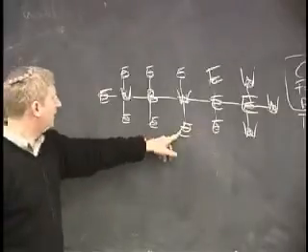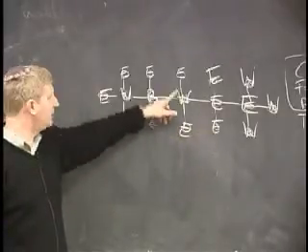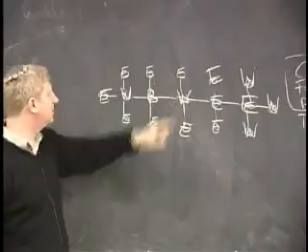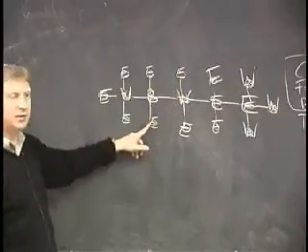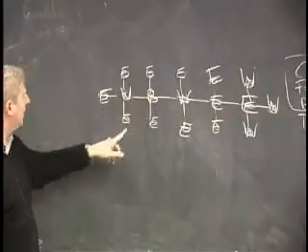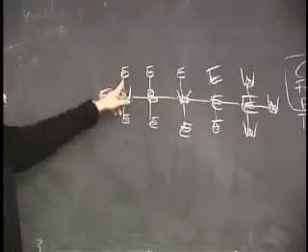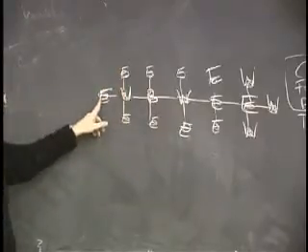What about this one? It counts as white because it's bounded by this white. This one counts as white. This one counts as black. This one counts as black. This one counts as white. This one counts as white. And this one counts as white.